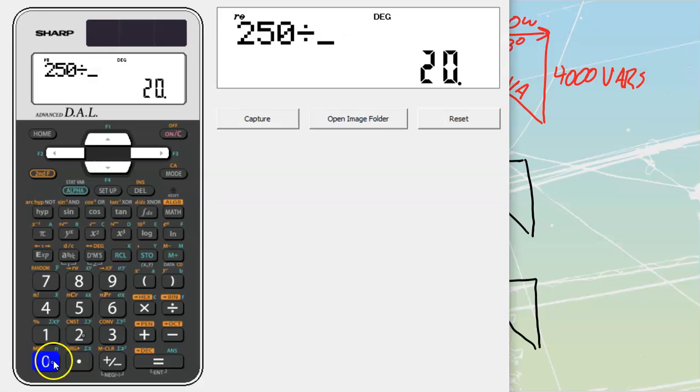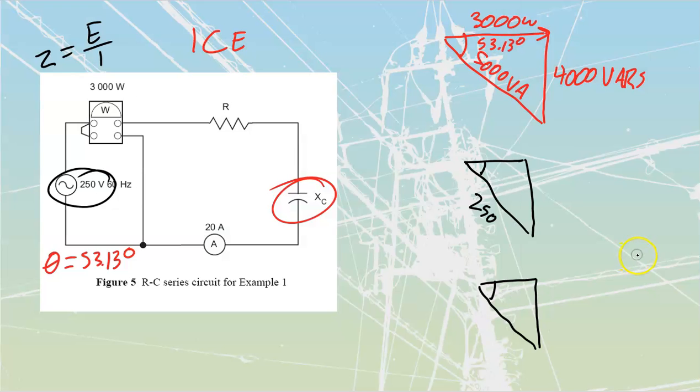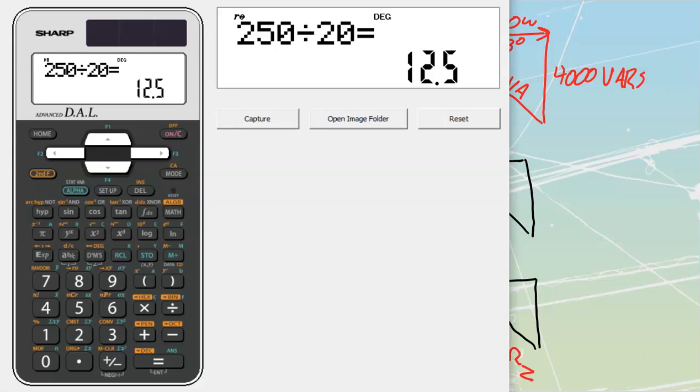250 divided by 20 tells me that I've got a total impedance of 12.5 ohms. Drop that one on there. Z equals 12.5 ohms over there. 12.5 ohms Z. And now we're just going to punch these in, each at an angle of negative 53.13 degrees.